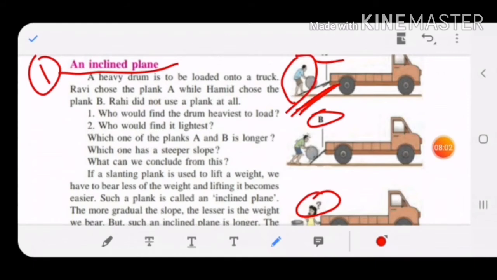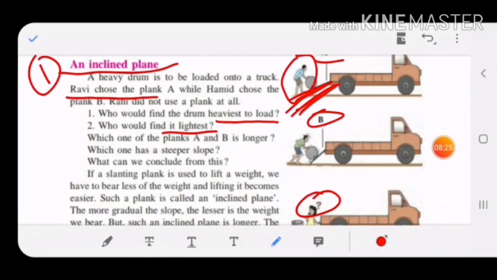Okay, so she will find it definitely the heaviest. Rahi will find it heaviest. Who would find it lightest, children? Plank A. Plank A means Ravi. Ravi will find it the lightest because he has kept the plank in a much sloping position. So he will find it much easier, or lightest.